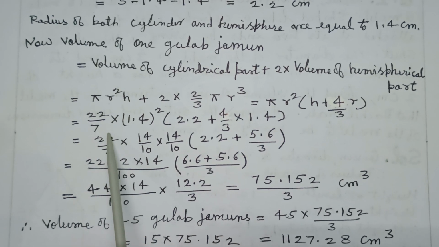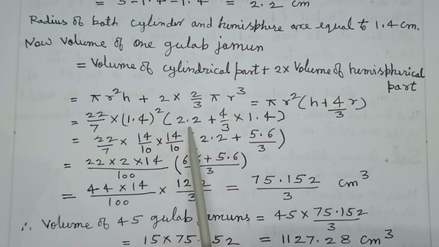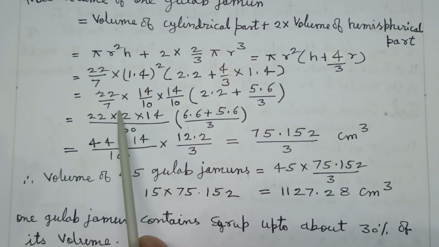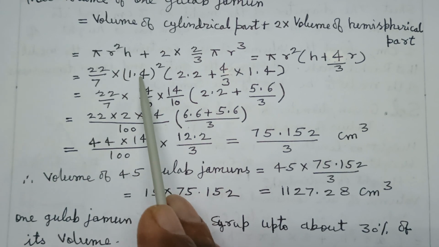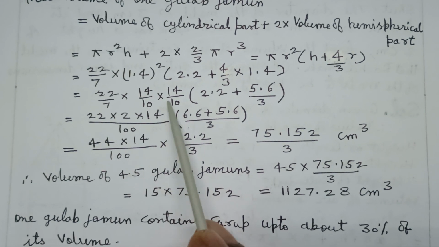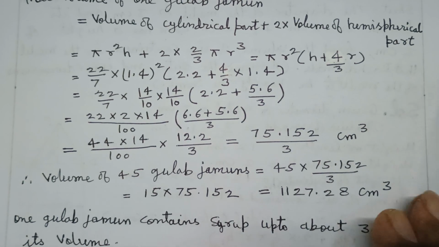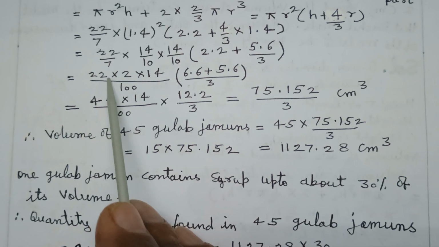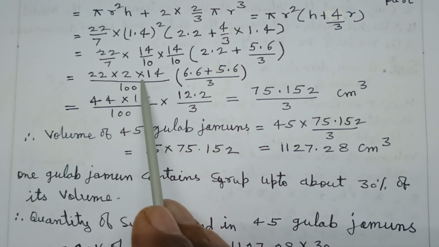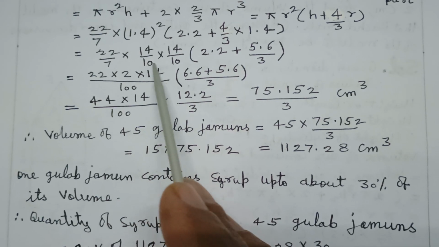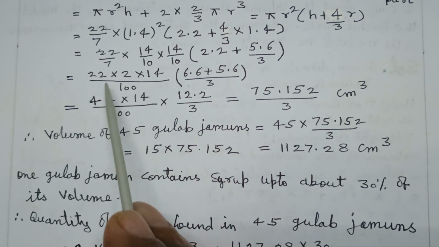So 22 upon 7 into 1.4 square in bracket 2.2 plus 4 by 3 into 1.4. So is equal to 22 upon 7 into, removing the decimal, 14 by 10 into 14 by 10, into 2.2 plus 5.6 upon 3. So is equal to 22 into 2 into 14. We divided this by 7 and multiplied 10 by 10, therefore upon 100.